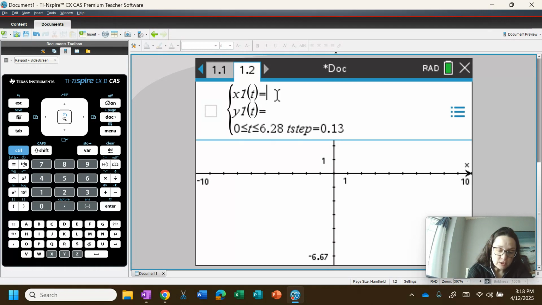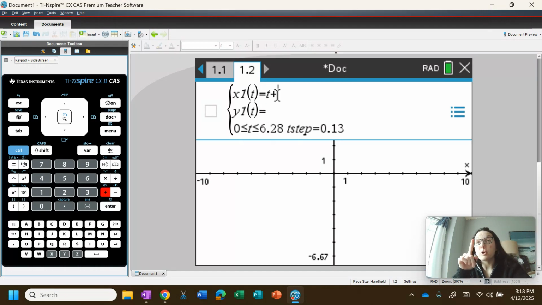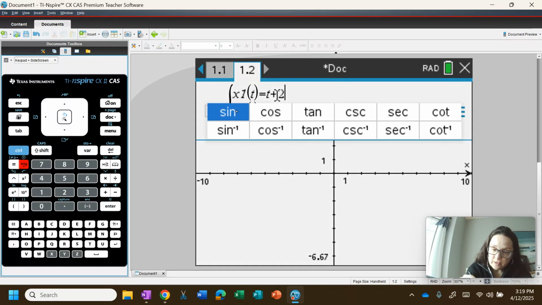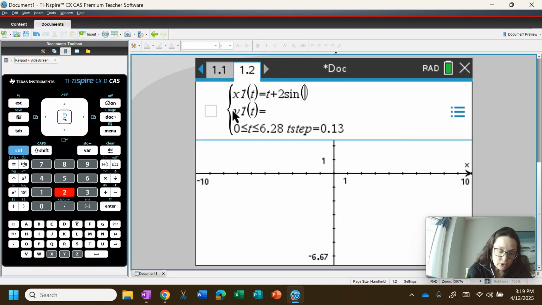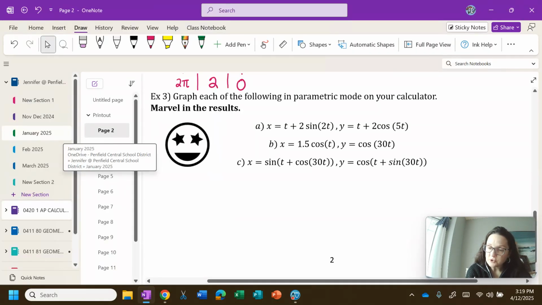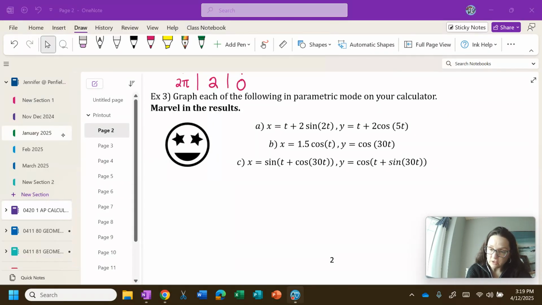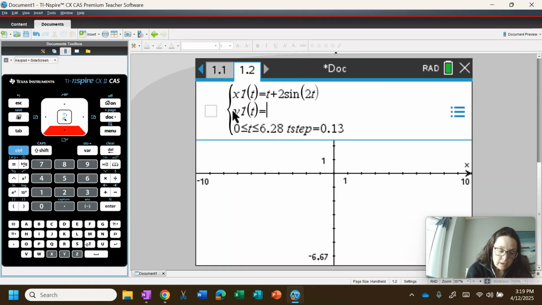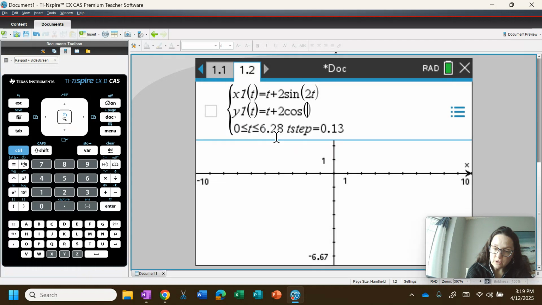All right, so t plus, by the way, in parametrics, your calculator wants a t here, not an x anymore. T plus 2 sine 2t, and then y was t plus 2 cosine 5t.